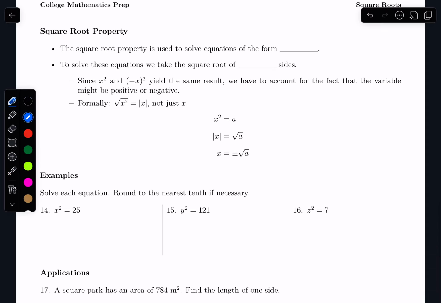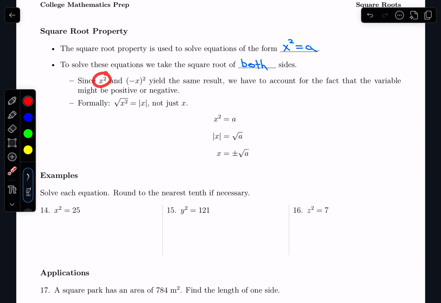The square root property is used to solve equations of the form x squared equals a. So we have a variable squared equals a number on the other side. So that a will just be a number for us. So now to solve these equations, we take the square root of both sides. But you may not have been taught this properly in the past, as I've seen with a lot of students. So here's how this works.